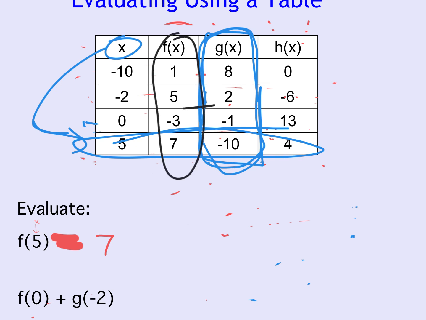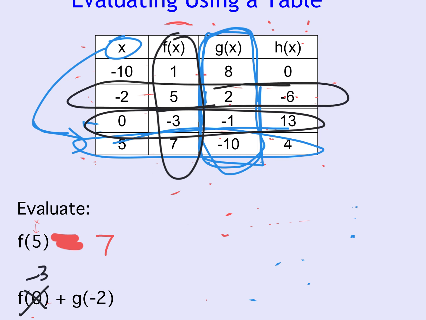F of 0 was negative 3. G of negative 2 was 2. And negative 3 plus 2 is negative 1. Who had negative 1 before I said it? All right. Good.